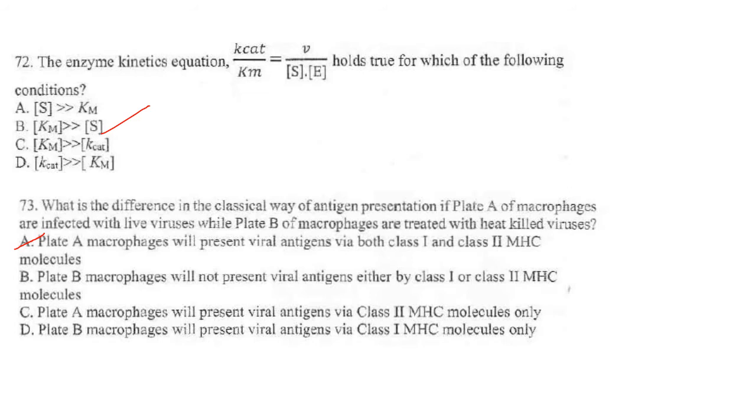Then what is the difference in the classical pathway of antigen presentation if plate A of macrophages are infected with live viruses while plate B of macrophages are treated with heat-killed viruses? So the answer here is plate A macrophages will present viral antigens via both class 1 and class 2 MHC molecules, because macrophages are professional antigen presenting cells, and they will express both class 1 and class 2 MHC molecules. So the answer is option A.